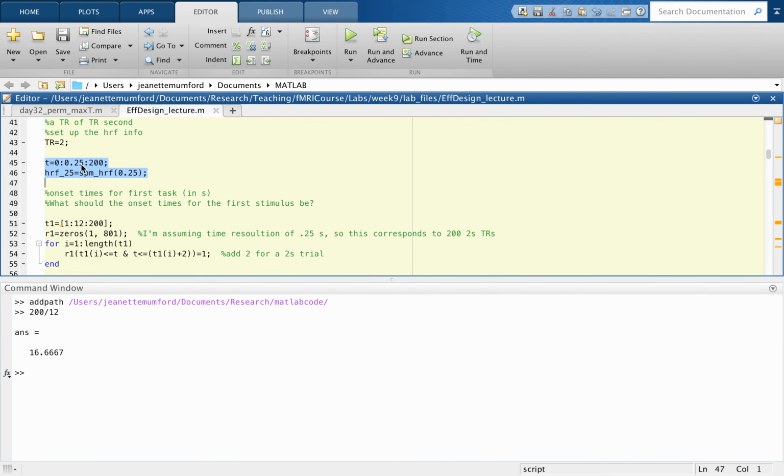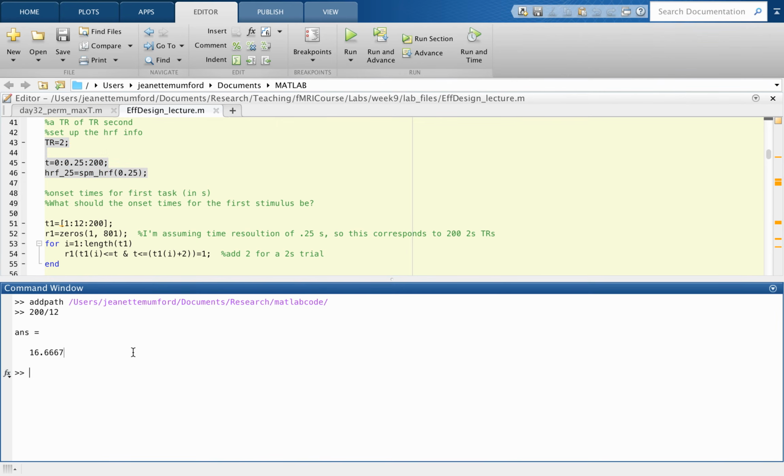SPM uses your TR divided by 16. I just used 0.25 here. So this TR is the TR, and we're assuming a 2-second TR. This T here is basically just a time vector in the resolution of the convolution space. And then I create the appropriate HRF using the SPM HRF function, which is in the directory I supplied. So we can have a look at that.